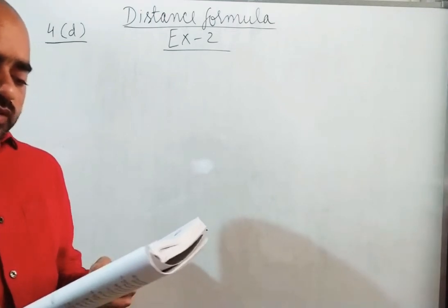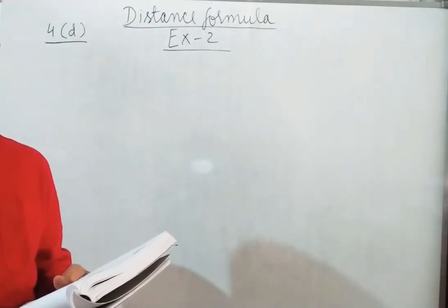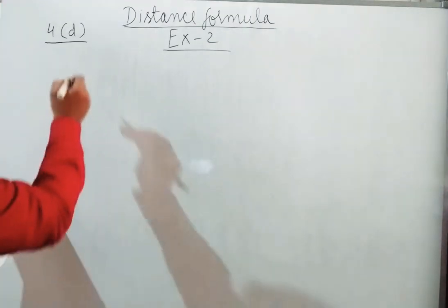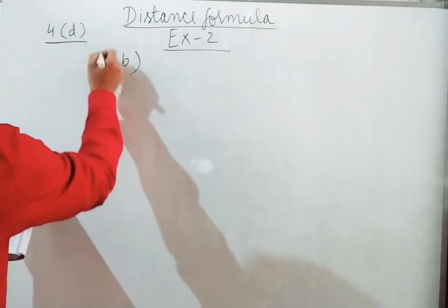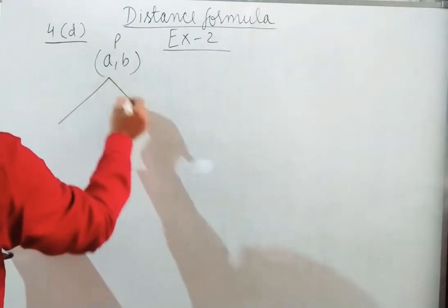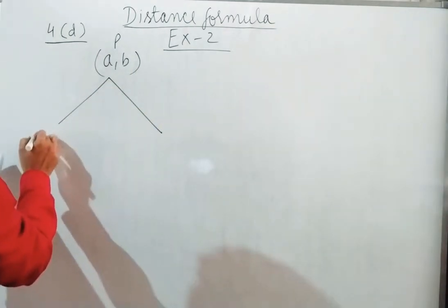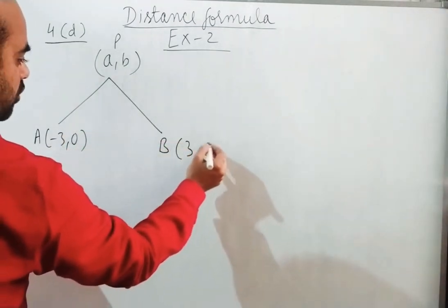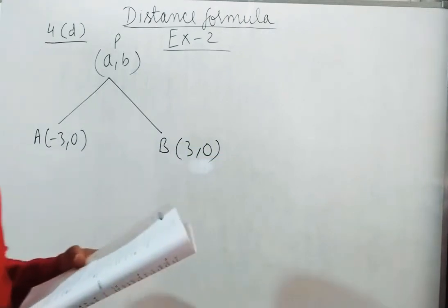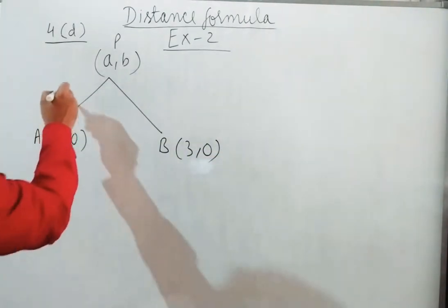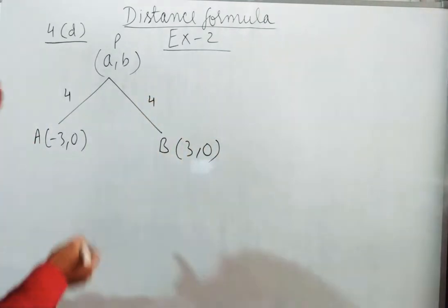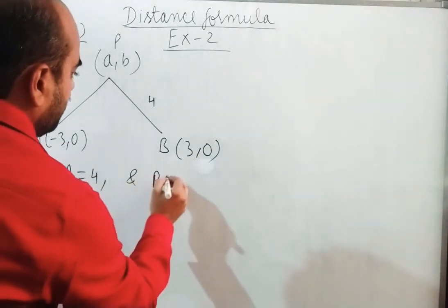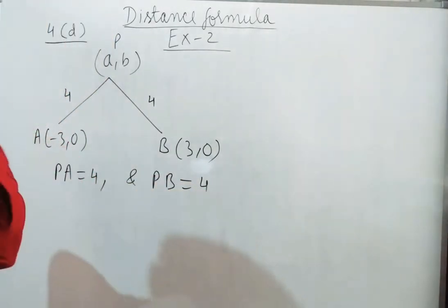Next is 4D part. If the distances of the point (A, B) from (minus 3, 0) as well as (3, 0) are 4 each, find A and B. It means here one point is given, (A, B). Suppose this is P. Now two distances are there. Suppose one point is (minus 3, 0), another one is (3, 0). We have 2 points and both the distances are equal to 4 each. It means this is also 4 units and this is also 4 units. It means PA is 4 units and PB is also 4 units. It means both are the same also.